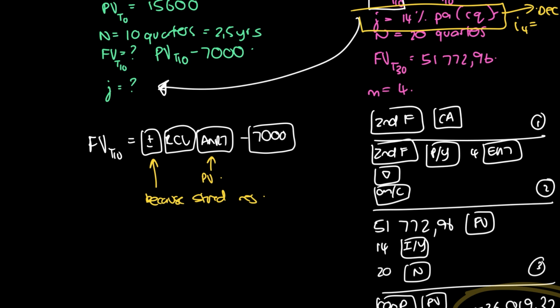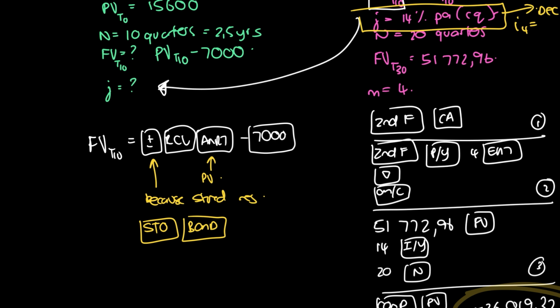And what we can do now, we can just store this value in. So we'll just say STO, and we use the next variable, variable B. So now we have our future value stored on our financial calculator.